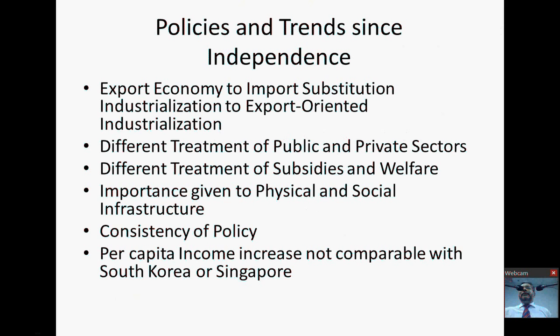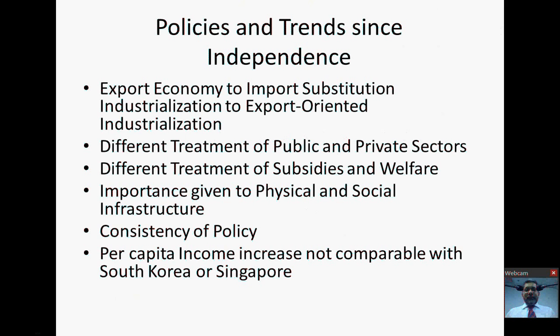Some governments gave more importance to state-owned enterprises. Some other governments gave more importance to the private industries, encouraging private sector growth, etc. Whatever it is, we saw different treatment of public and private sector, different treatment of subsidies and welfare. Subsidies in the sense that one government may give quite a lot of subsidies to industry, subsidies to agriculture in the form of, say, fertilizer subsidy, etc. Some other governments may not give that much importance to those things, and withdraw them, etc.